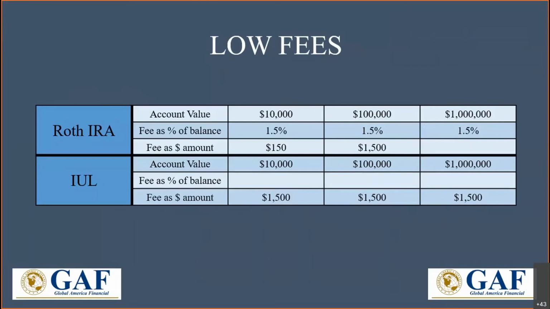Let's just say that value grows, in 20, 30 years, up to $1 million. That's the goal. I want $1 million in my investment accounts, in my IRA, Roth IRA, whatever it ends up being. 1.5% of $1 million now is $15,000 a year in fees you're paying.